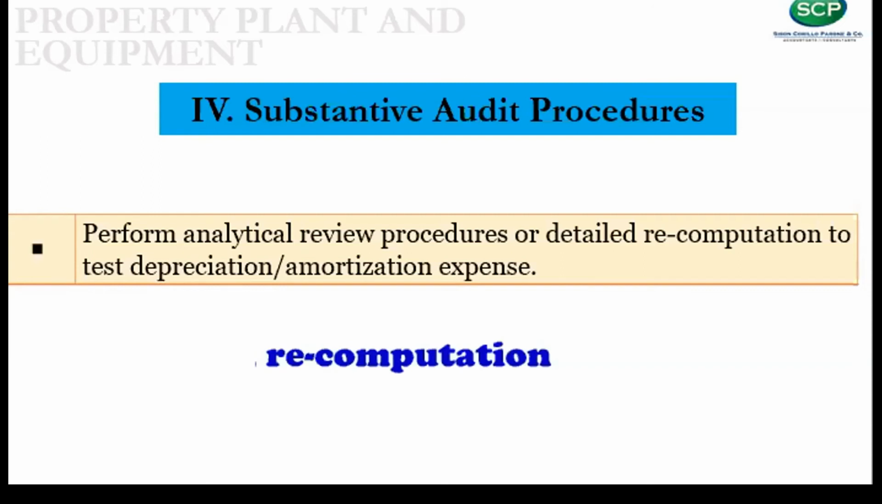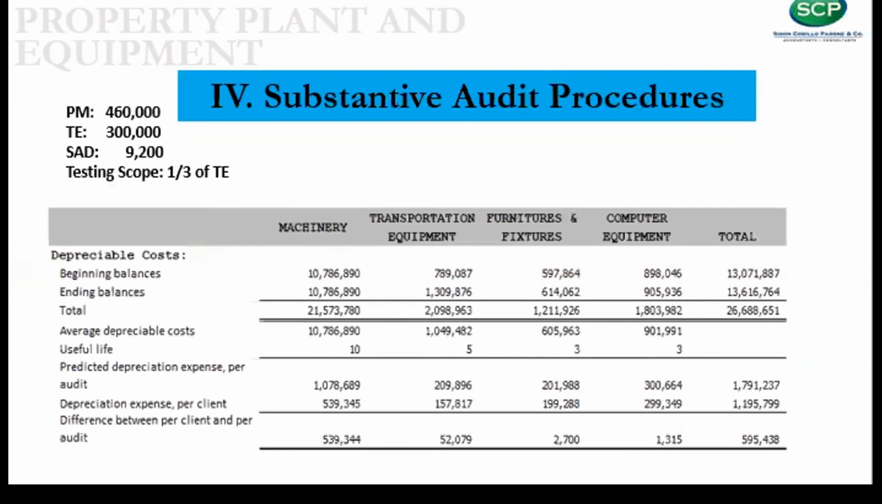Recalculation or recomputation is when we perform an independent computation of the depreciation expense for the year. Please note that we do not test for the accuracy of the depreciation amount. Rather, we are only testing for the reasonableness of the amount. In this regard, the recalculation is more of a predictive testing rather than a real recalculation, and therefore we can use averages such as average useful lives or average depreciable cost. Here's a sample predictive testing of depreciation expense.